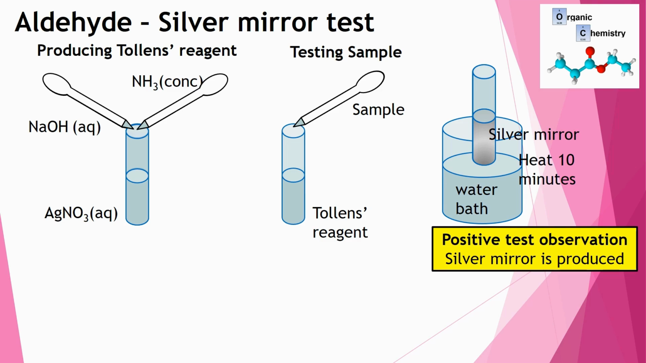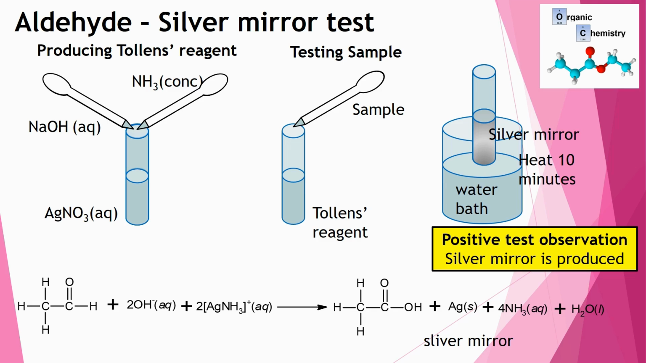Now, what happened here, this is a positive test for an aldehyde. The silver in the silver complex, the silver 1+, is reduced to silver metal at the same time as the aldehyde is oxidized to carboxylic acid. Because remember, this is an oxidation reduction reaction. So we have something getting oxidized, this is the aldehyde, and something getting reduced, that is the silver plus. And we produce the final product of the silver metal, and of course we produce the carboxylic acid as well.